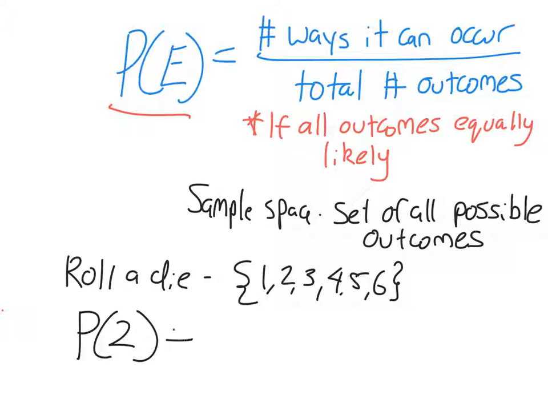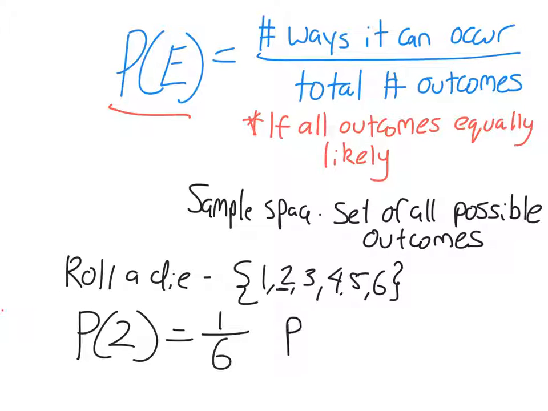If I roll a die, there is 1, 2, so there's one way it can occur, and there are 6 outcomes in total. So the probability of getting a 2 is 1 over 6. Or if you like as a decimal, that's 0.16 recurring, or 16.67%.